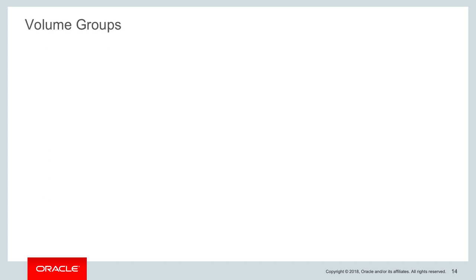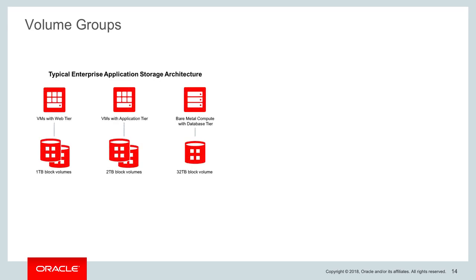All right. Previously, in the first lesson, you went over some of the block volume options like resizing, clone, backup, and so on. Now we're going to talk about volume groups in this lesson. Just to give an idea, this is a typical enterprise application storage architecture, where you have virtual machines or applications that use multiple block volumes associated with them.